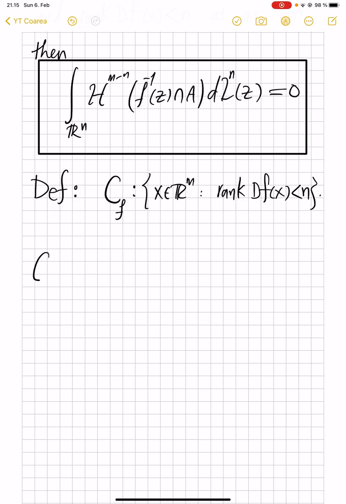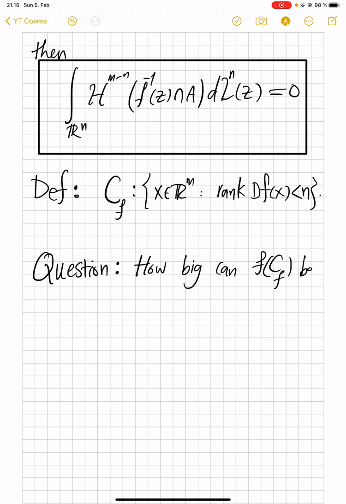The question of just how big the image of a critical set is a very fundamental one and has been investigated early on. So how big can f of C_f be? Well, C_f itself can be all of R^m. Take the constant map, for instance. So we cannot really control how big C_f is. But maybe we can somehow control its image, because the function f is degenerate in some sense along C_f, so maybe its image shouldn't be too big.